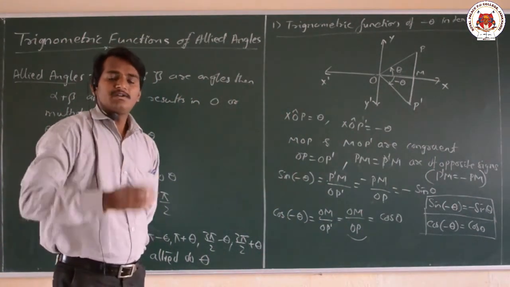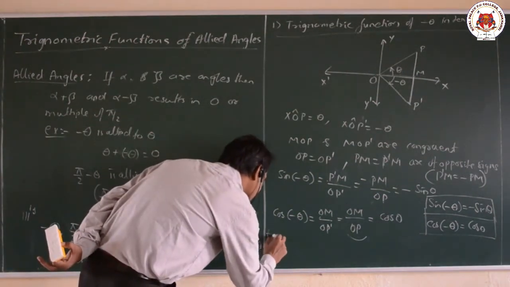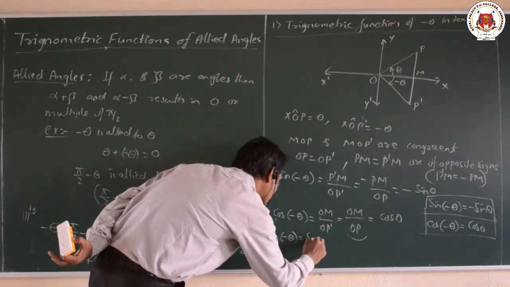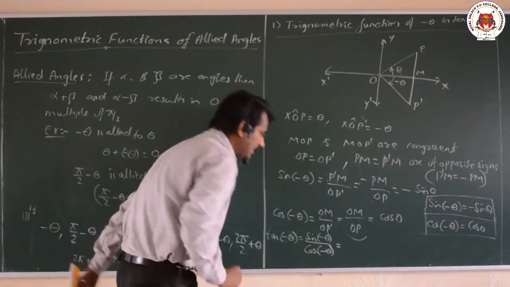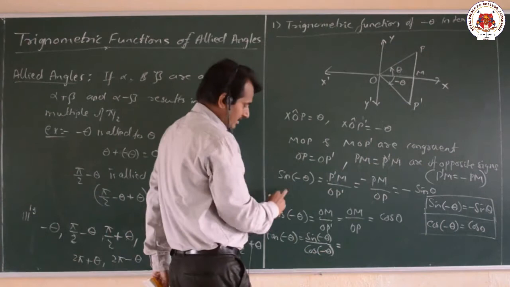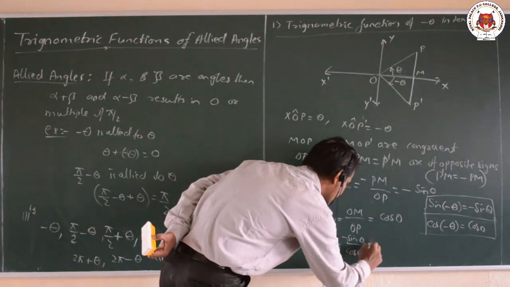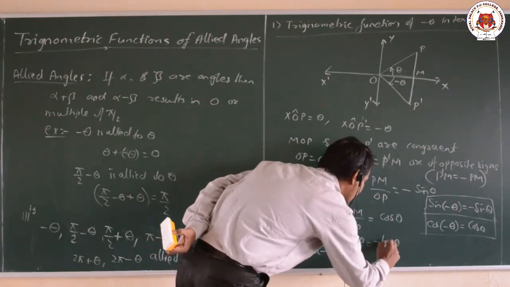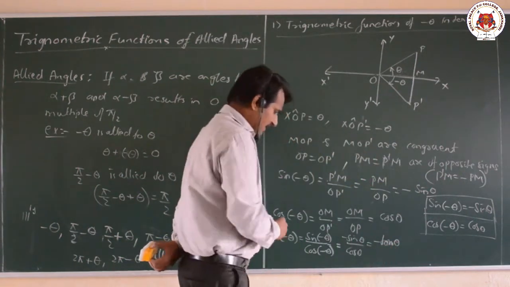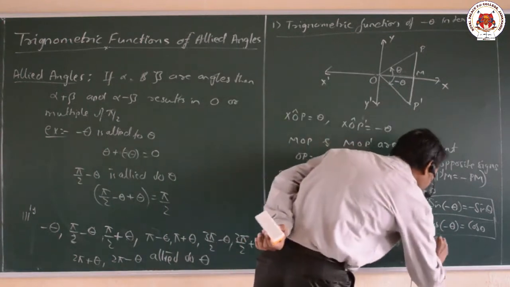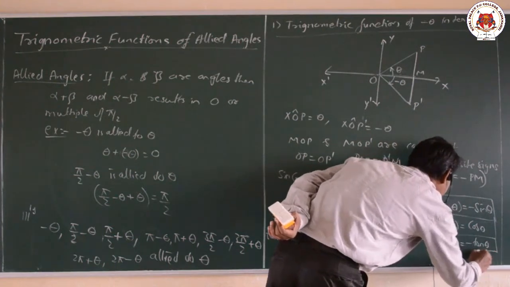Now these two points are over. Easily we can find the remaining trigonometric ratio values. The first one is tan of minus theta. Tan of minus theta is sine of minus theta divided by cos of minus theta, that is minus sine theta divided by cos theta. We get minus tan theta. So tan of minus theta is equal to minus tan theta.